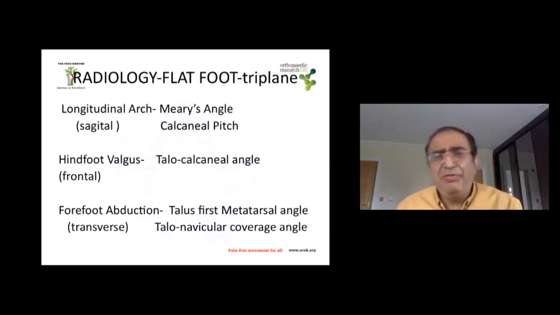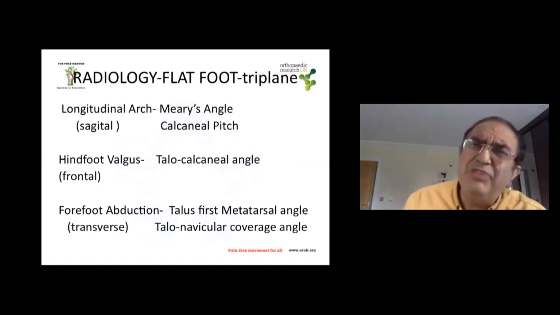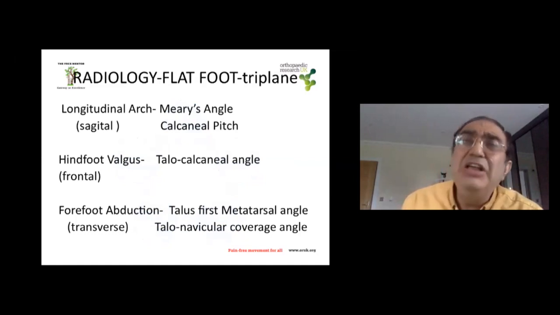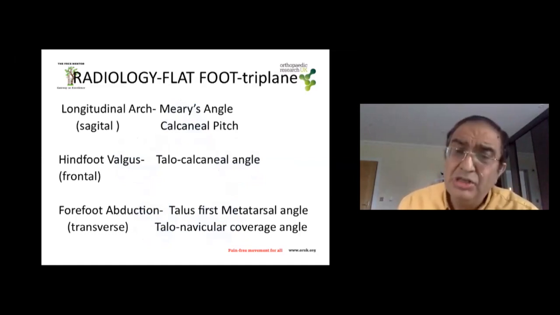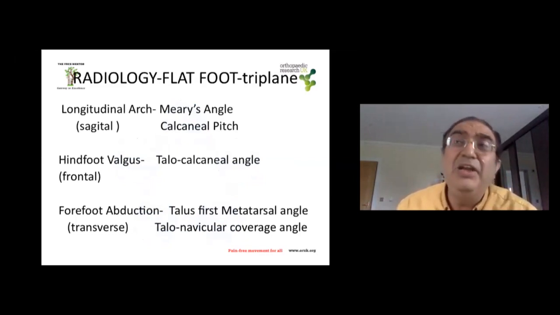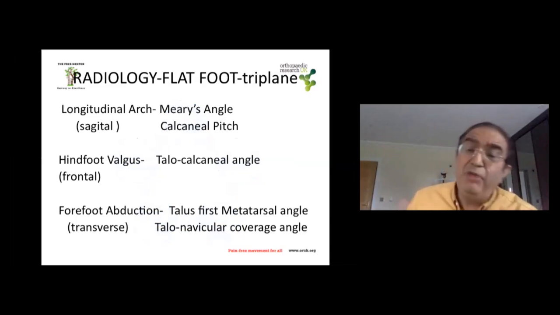So before again going to individual feet, it's very important to understand the radiology of any flat foot. So, you know, flat foot is a triplane deformity. There's a deformity in the sagittal plane where there's a sagging of the talonavicular joint. So there's a sagging in the sagittal plane, and you can determine the sagging by two important parameters, the Meary's angle and the calcaneal pitch, which I'm going to show you in the next slide.